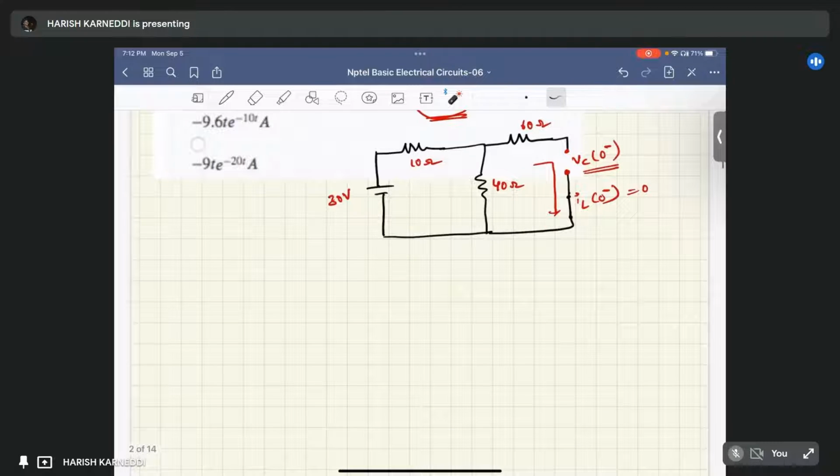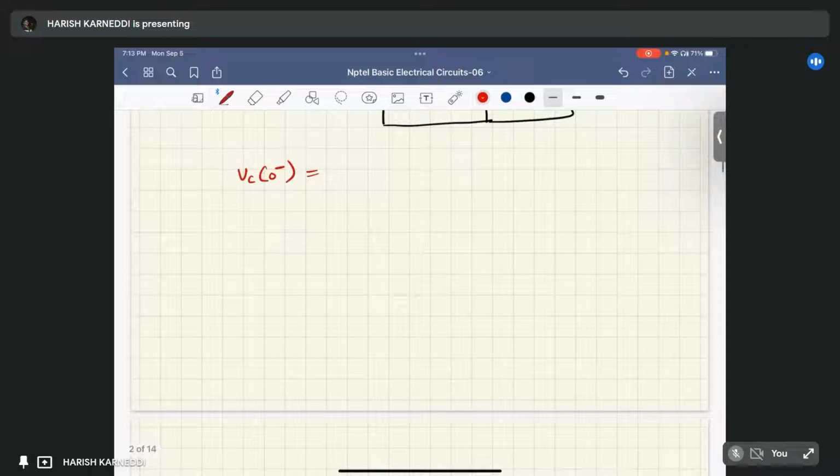So what is my VC0? VC0 is the voltage across these potentials. Sorry, this terminal is the same as this terminal. So my VC0 is the voltage across the 40 ohms. So VC of 0 minus equals the voltage across the 40 ohms.